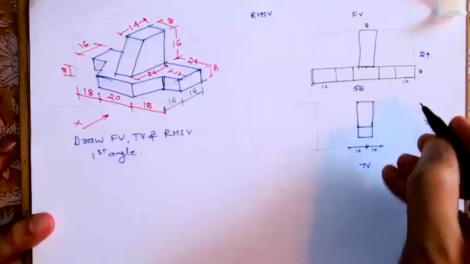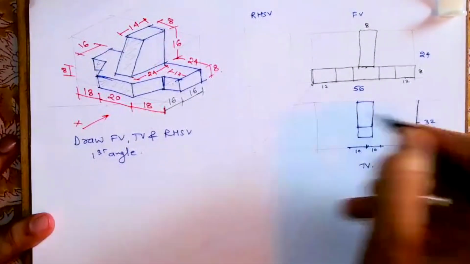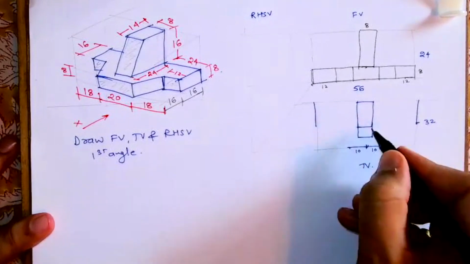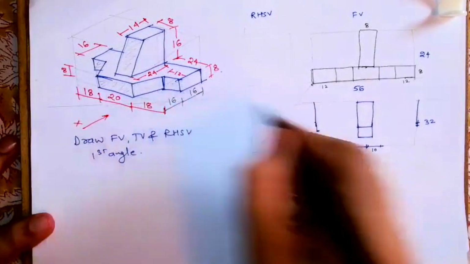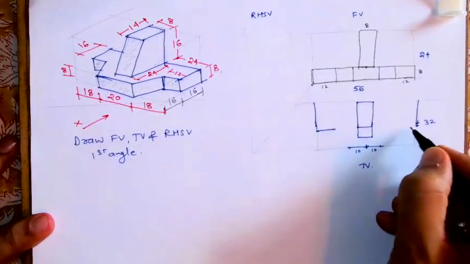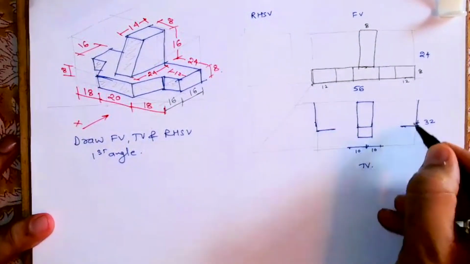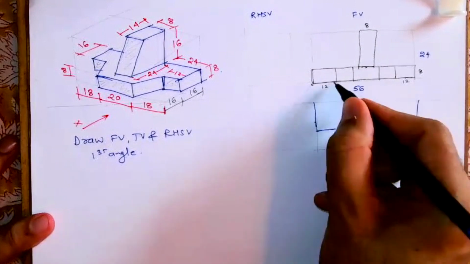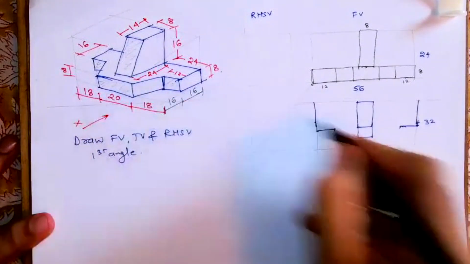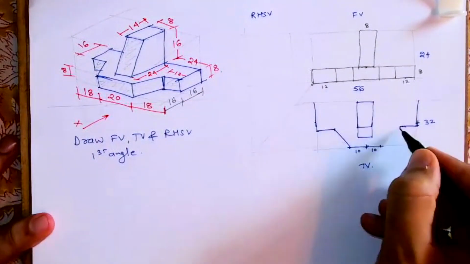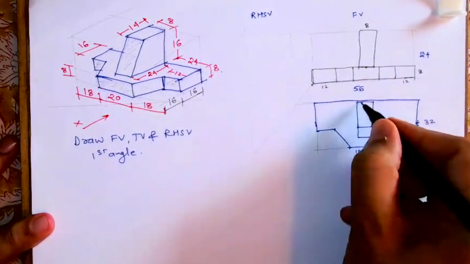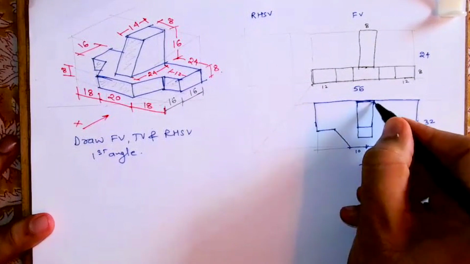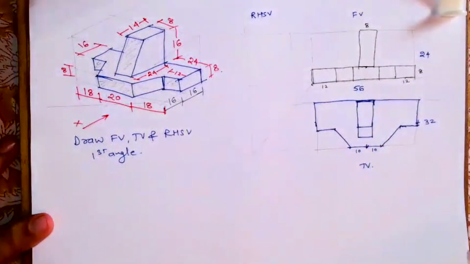Now this is how much? 16. And how much is this? 12. 12. It will come till here. It will come till here. And then we have slope. See. This is how it will come.